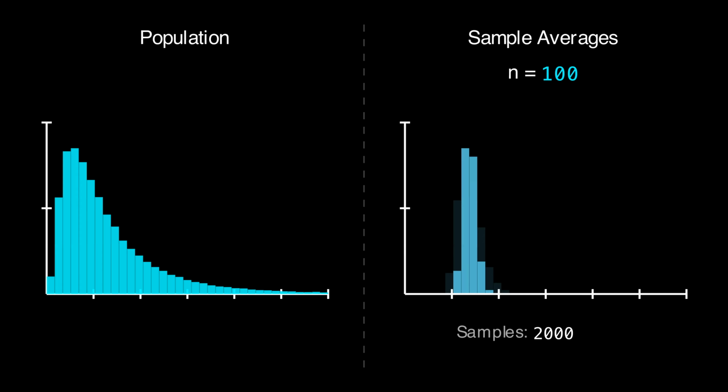We didn't draw a bell curve. The bell curve emerged, naturally, from the simple act of averaging. So why does taking the average do this? Why does averaging calm the chaos?